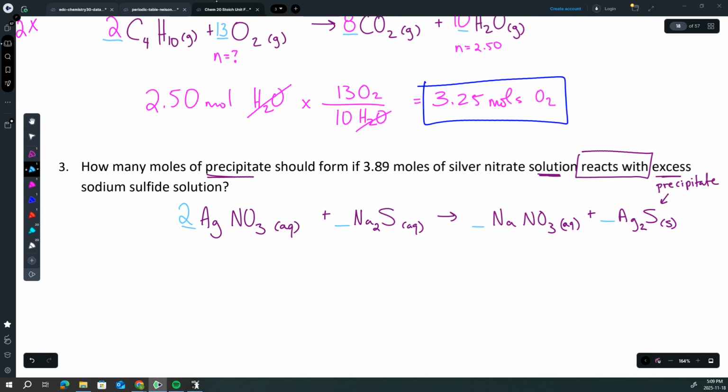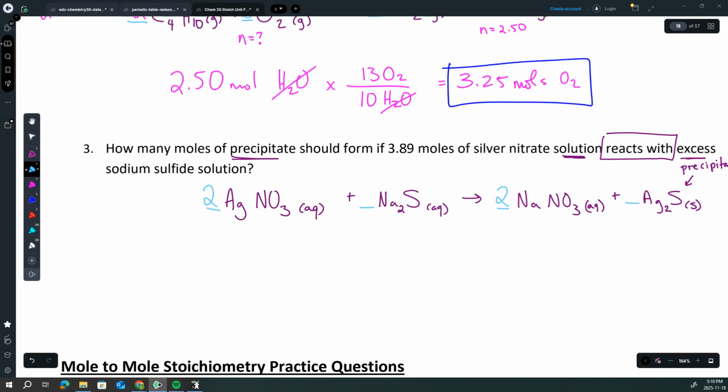Okay, now that 2 didn't just affect silver, it also affected nitrate. So we have 2 nitrates coming in, but right now only 1 nitrate coming out, so I'm going to write a 2 right here. Now that 2 didn't just affect nitrate, it also affected sodium. So we got 2 sodiums coming out and 2 sodiums going in. So that's perfect. Now let's check sulfur. We got 1 sulfur going in, 1 sulfur coming out. That's balanced. Everything's balanced now.